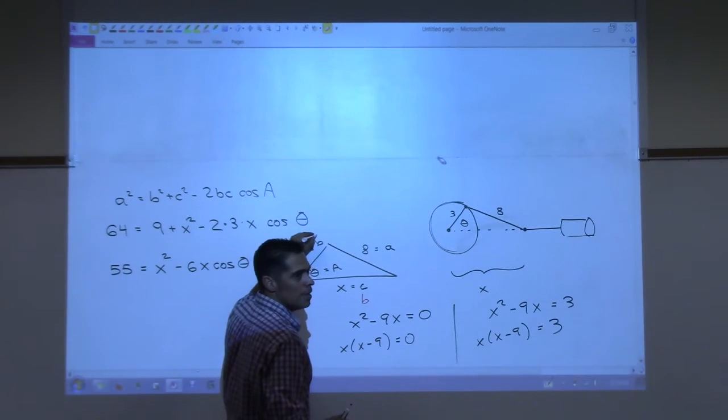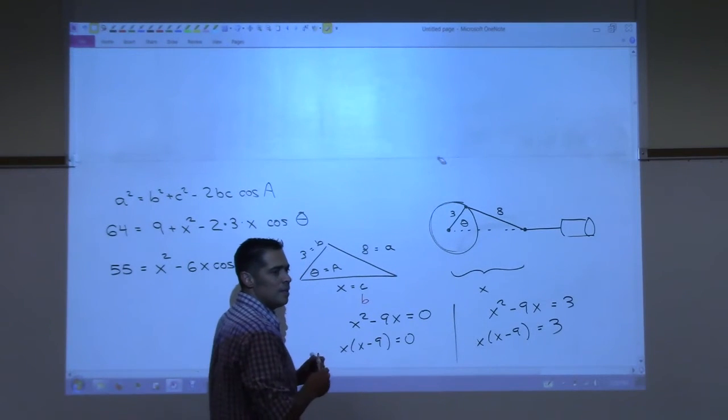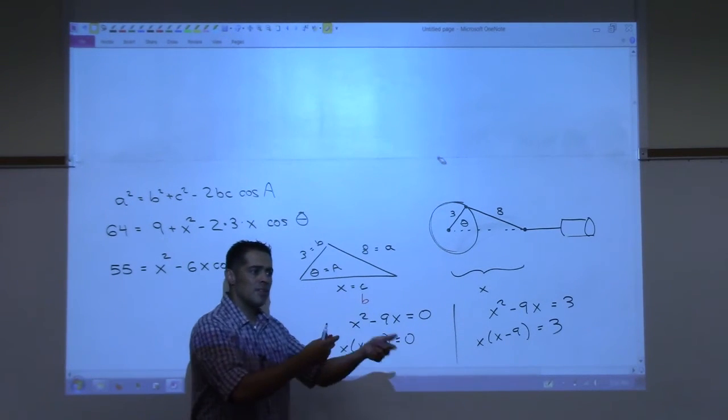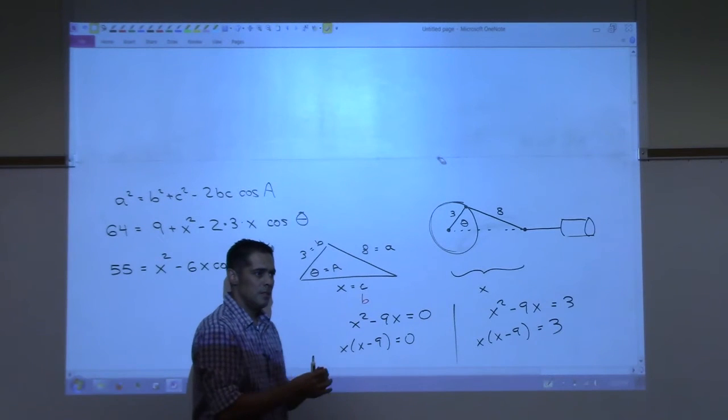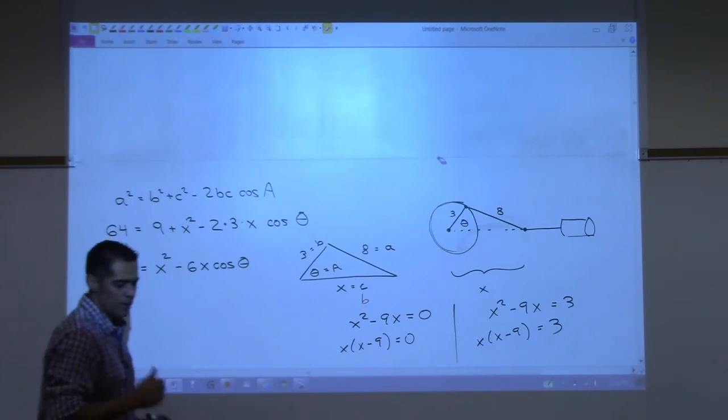Oh wait, I see why I can't do it. See why you can't do it? Yeah. Because the side you're trying to solve for and the angle on the other side don't correspond. Yes? Yeah. Okay.